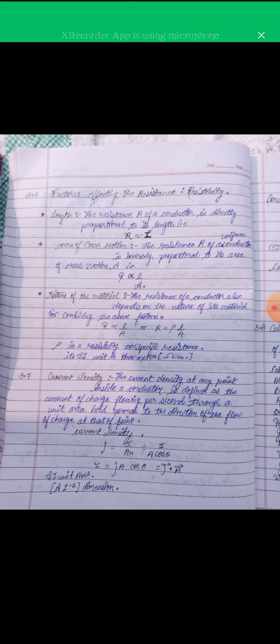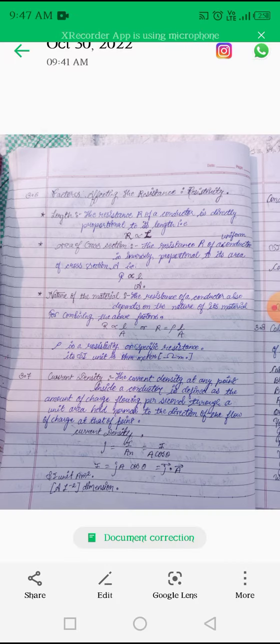Topic 3.7 Current density. The current density at any point inside a conductor is defined as the amount of charge flowing per second through a unit area held normal to the direction of the flow of charge at that point. Current density J equals I upon A, equals I upon A cos theta. I equals J A cos theta. In vector form, I equals J dot A. SI unit is ampere per meter square. Dimension: A L inverse square.